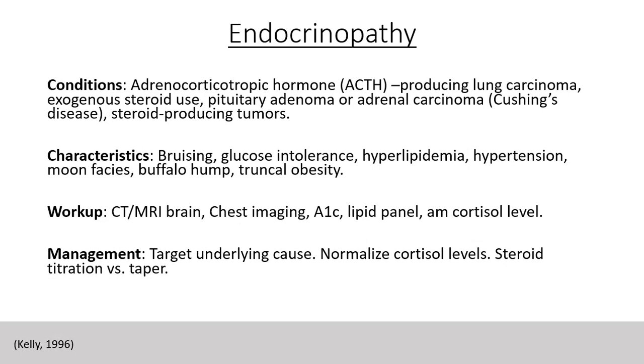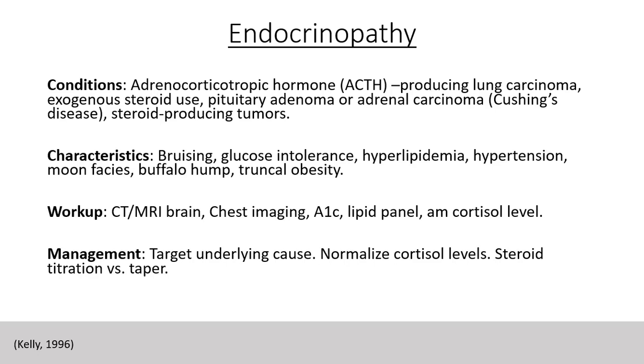Several endocrine conditions may be associated with psychosis. Some of these include adrenocorticotropic hormone-producing lung carcinomas, exogenous steroid use, pituitary adenoma or adrenal carcinoma with Cushing's disease, or steroid-producing tumors. Approximately 57% of individuals with Cushing's disease present with concurrent psychiatric illness. Depression is the most common among these.